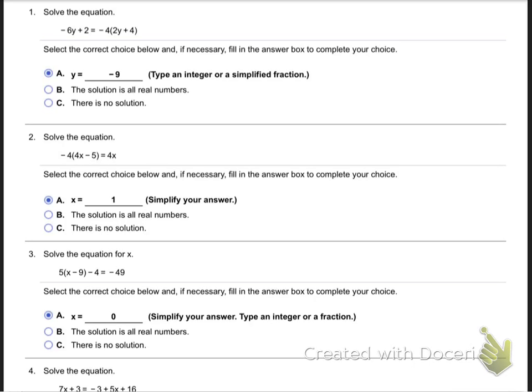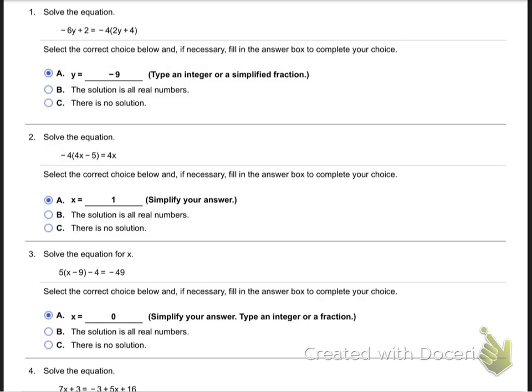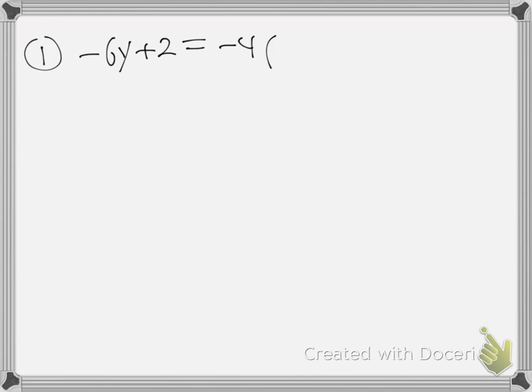Okay, so here we are, section 2.3. Let me write down minus 6y plus 2 equals negative 4, 2y plus 4. And this is section 2.3, question number 1.